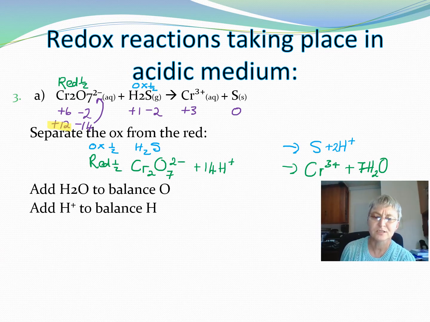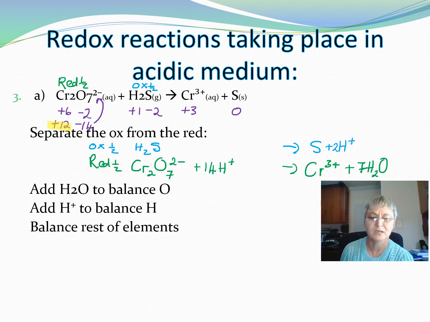The next step is to balance the rest of the elements. In the oxidation half reaction, the elements are balanced. But in the reduction half reaction, I have not yet balanced the chromium. So we've got 2 chromiums on the left-hand side of the arrow. We need 2 chromiums on the right-hand side of the arrow. So now all the elements are balanced.